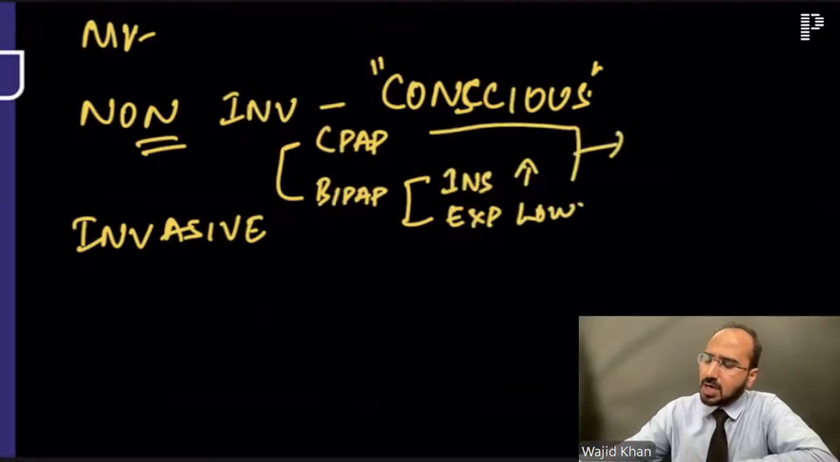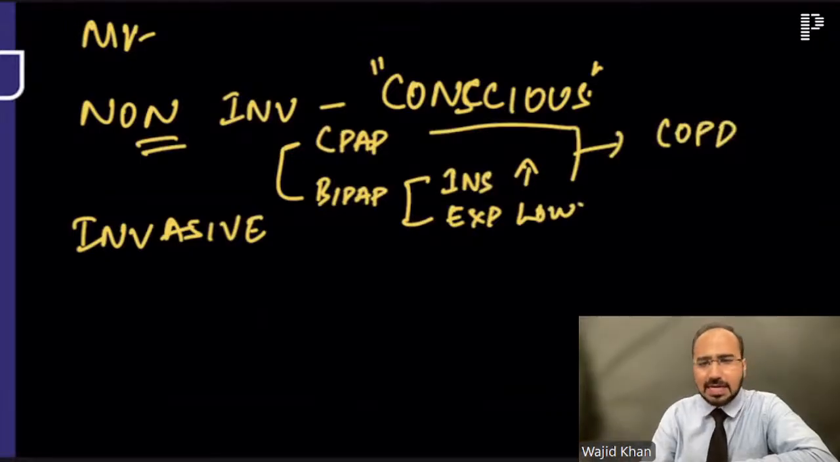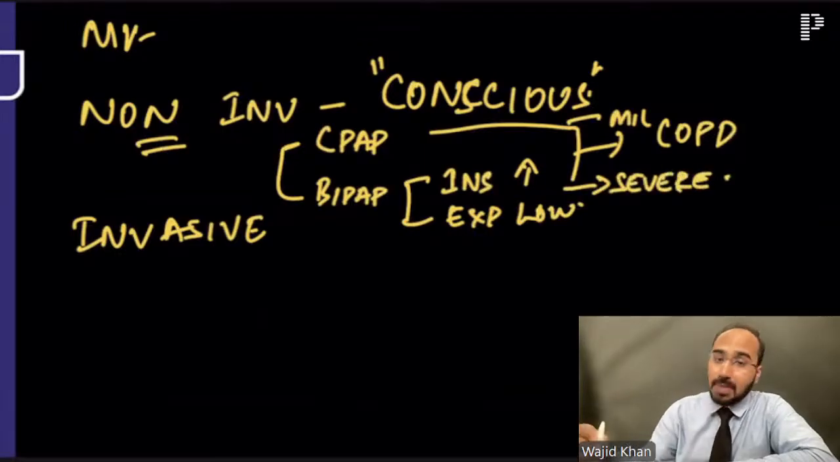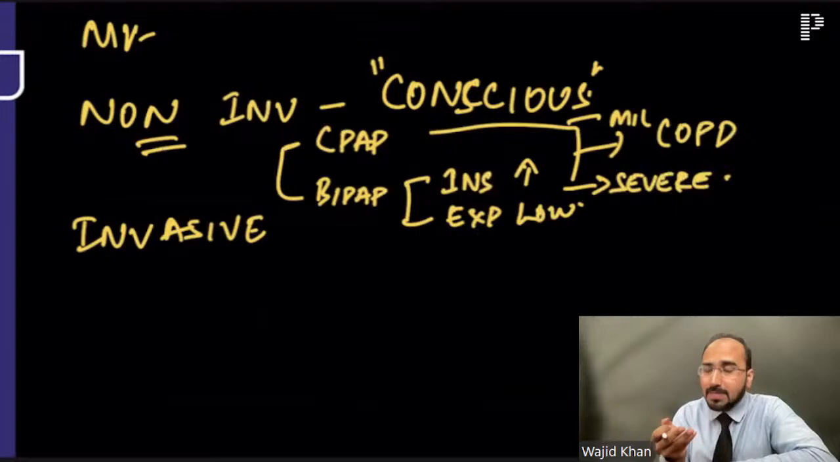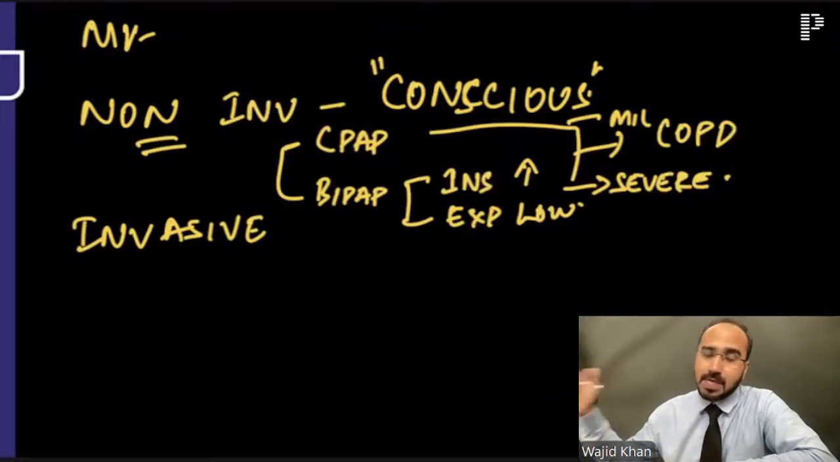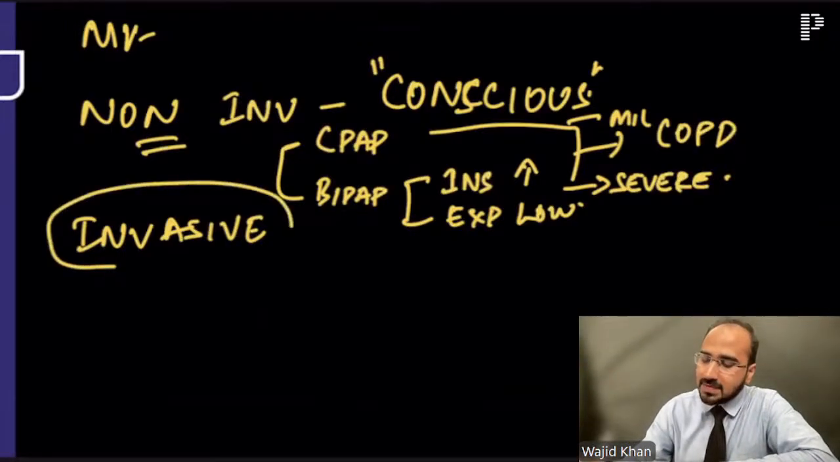Remember, both of these non-invasive modes are usually used for COPD patients and some other minor conditions. If the patient has mild COPD or mild hypoxemia, you can go for CPAP. But if the patient has severe hypoxemia, you can go for BiPAP. But if you feel the patient is now becoming drowsy, unconscious, or his ABG is showing a high carbon dioxide, which indicates the patient might undergo CO2 narcosis, then you have to go for an invasive ventilator.